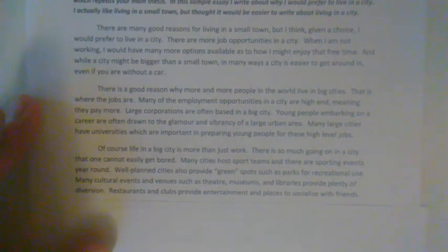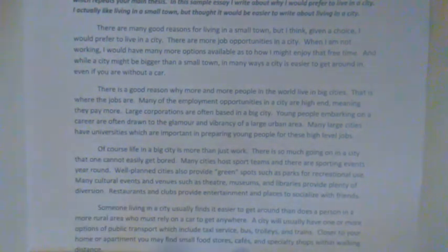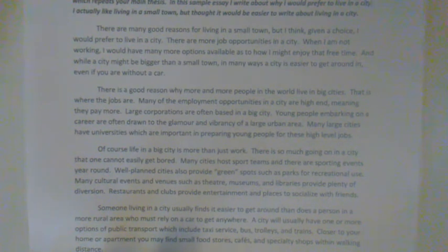And finally, my third reason involves transportation. Someone living in a city usually finds it easier to get around than does a person in a more rural area who must rely on a car to get anywhere. A city will usually have one or more options of public transport, which include taxi service, bus, trolleys, and trains. Closer to your home or apartment, you may find small food stores, cafes, and specialty shops within walking distance. So there were my three reasons put out into three different paragraphs.